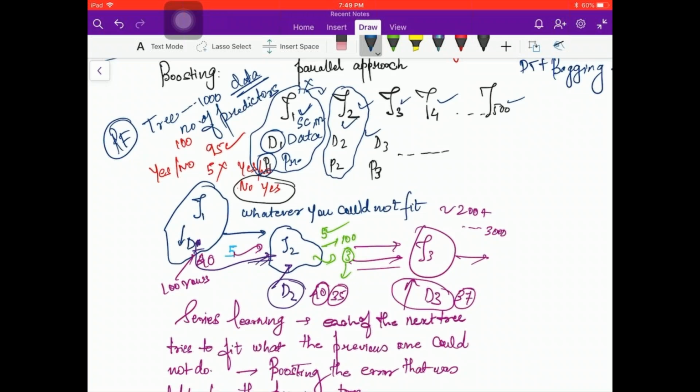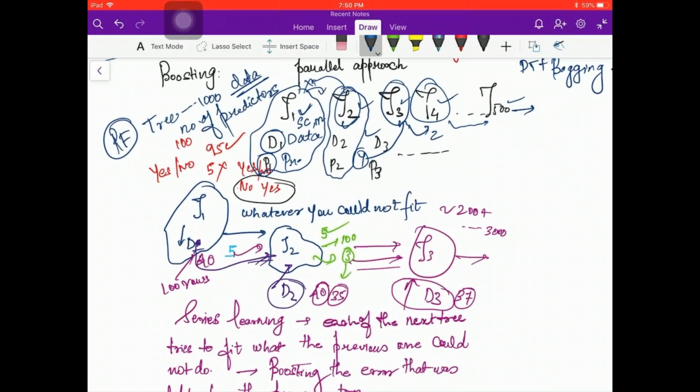So T2 will try his best to work on these elements. But T2 will again fail on some part, some different part Y, which he could not fit. So this Y will go to T3, and similarly Z will go to T4, and like this till the 500 trees are done. You kind of hope that everyone with their own knowledge has solved the problem.